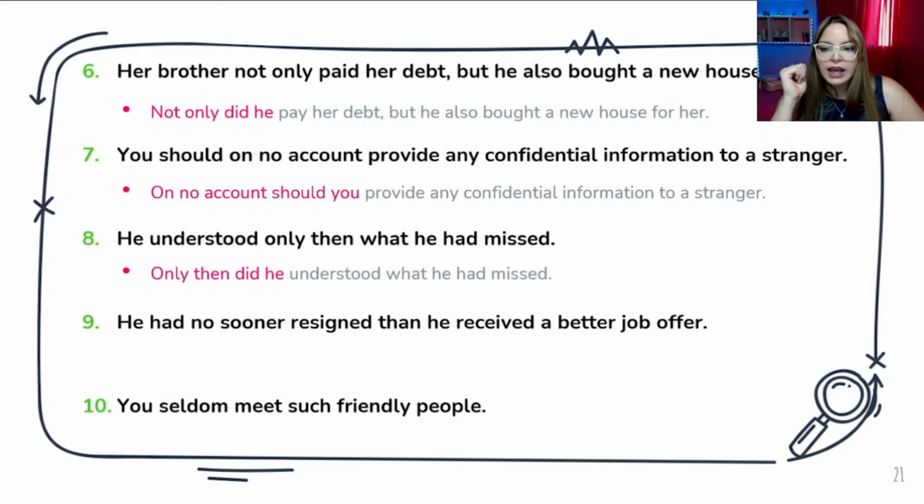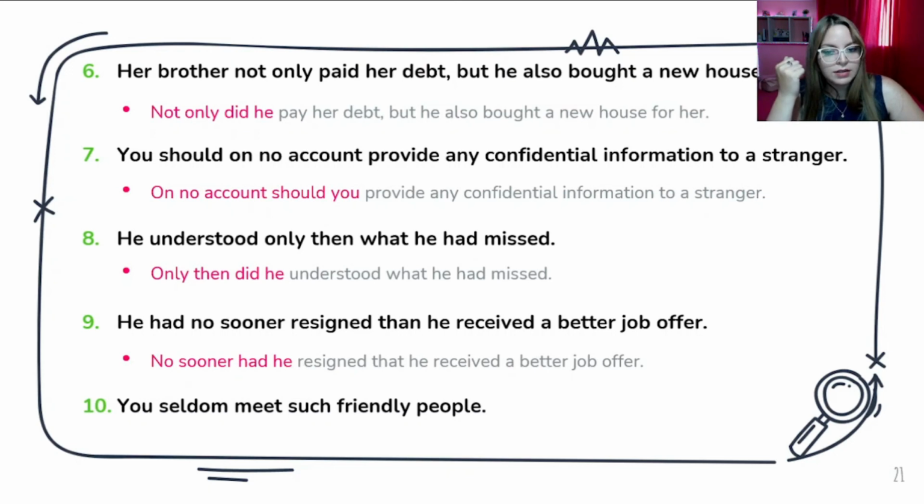Number 9, he had no sooner resigned than he received a better job offer. So, how would be the inversion? No sooner had he resigned than he received a better job offer. Excellent. Let's go on the last sentence.